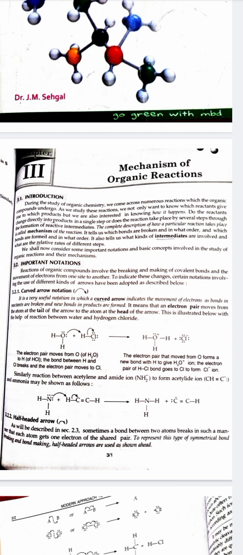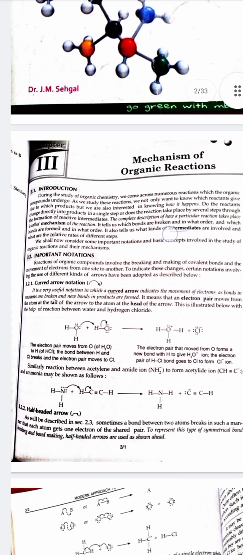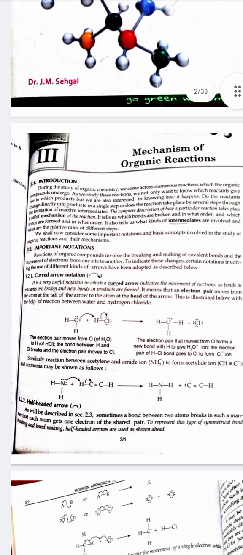The complete description of how a particular reaction takes place is called the mechanism of the reaction. It tells us which bonds are broken and in what order, and which bonds are formed and in which order. It also tells us what kinds of intermediates are involved and what are the relative rates of different steps. We shall now consider some important notations and basic concepts involved in the study of organic reactions and their mechanisms.